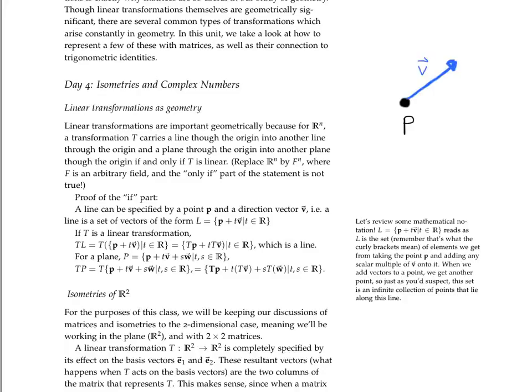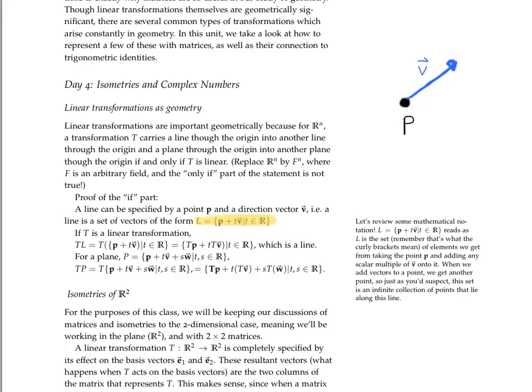Now how does this possibly make a line? Well, let's take a look at this set notation in the second line. This right here. It says this line L equals curly bracket P plus TV, vertical line T, element of R. What does that even mean? Remember that the curly brackets mean the set of elements. And so we now need the recipe for what those set of elements are. The set of elements are the point P plus T times the vector V, where T is any real number.